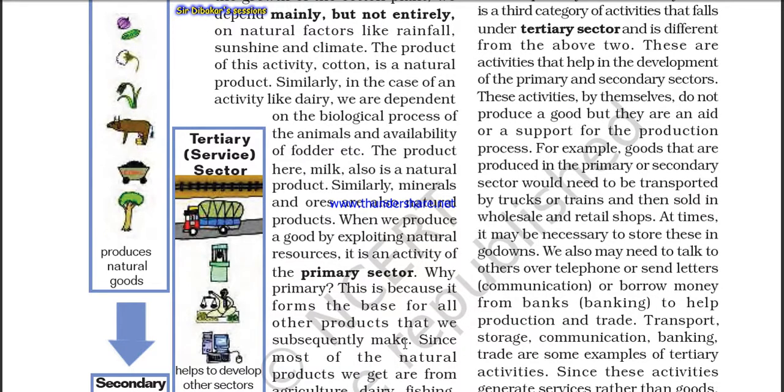You want biscuits, but for that you need wheat. Where do you get it? Again from nature. So wheat is the primary base. Without wheat you cannot make biscuits. Do you get the point? Hence it is known as the primary sector, because this sector functions as the base for all other products that you subsequently make. I hope the point is clear to you.